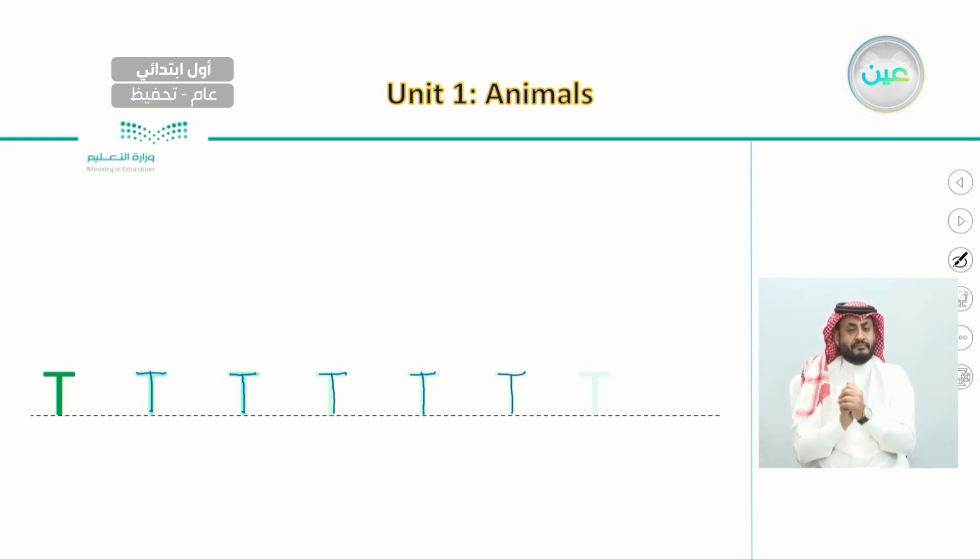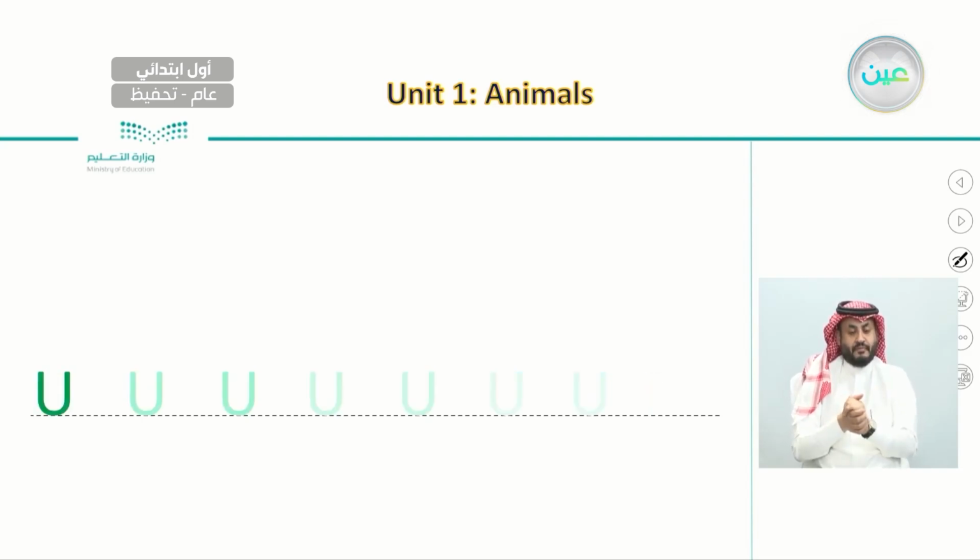So, what is the word that starts with T? It is the animal, which is tiger. Tiger, that starts with T. So here we go. This is how we write letter T.